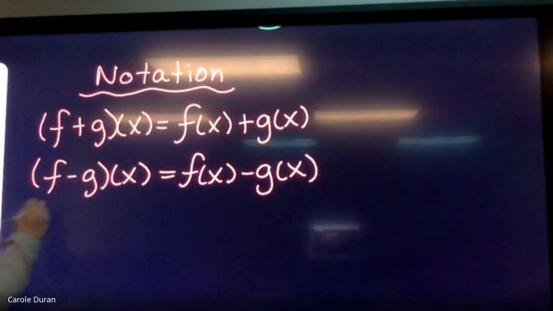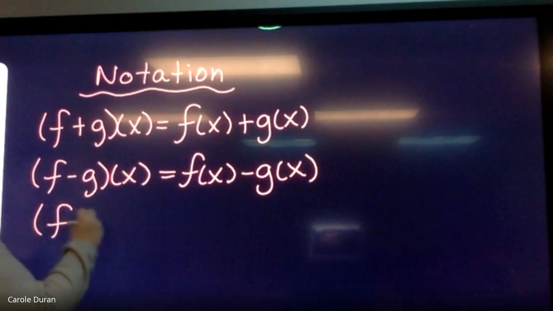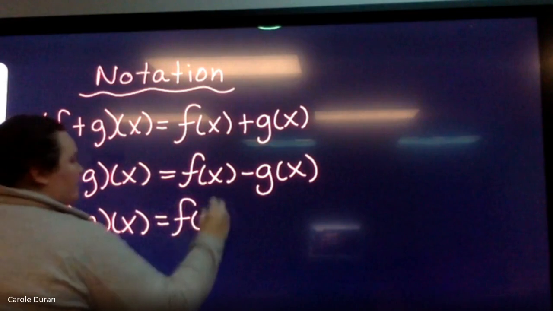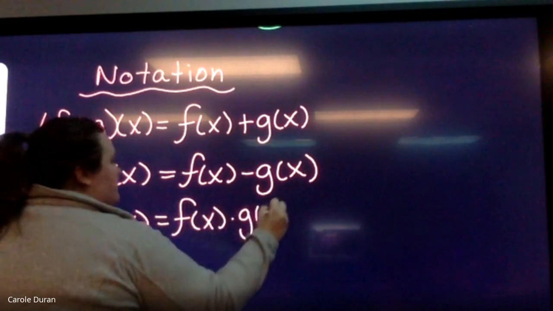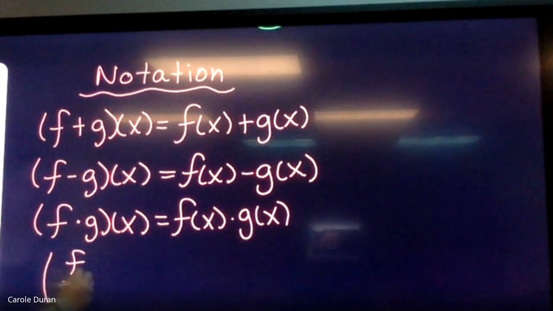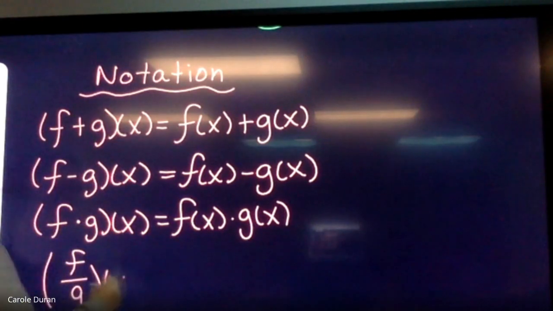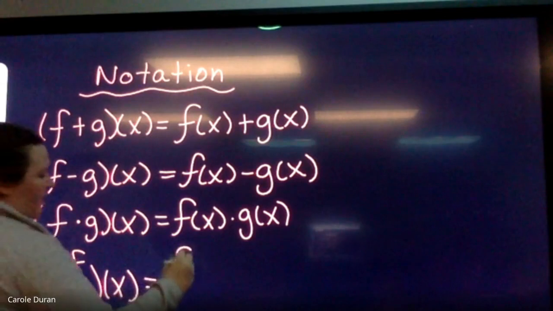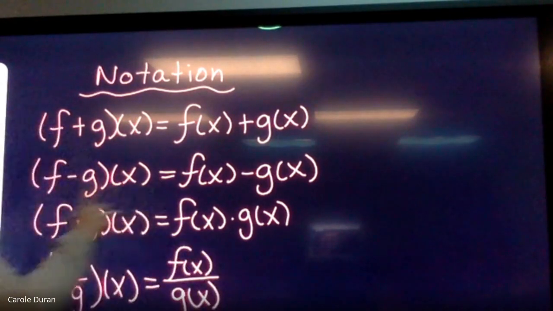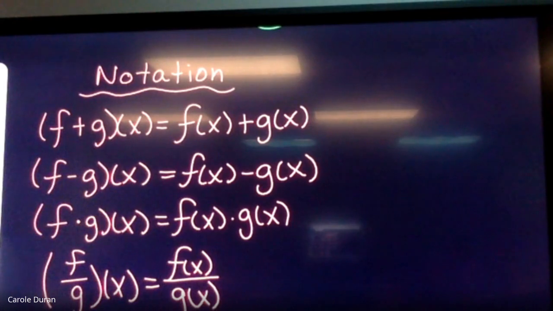Multiplication and division also work the same way. If I have f times g of x, that is the same as f of x times g of x. And then f divided by g of x is the same as f of x over g of x. So these are just the different ways that each of these operations can be written. They mean the exact same thing. I just don't want you to get confused on the homework.